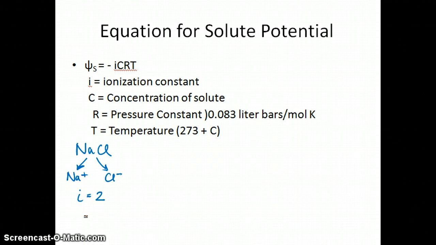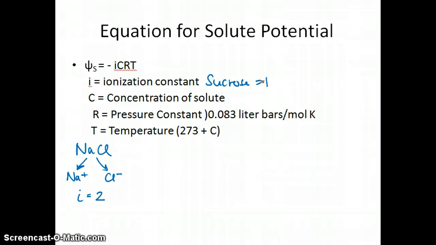We have been using sucrose in our lab. You need to be asking yourself at this moment, does sucrose form ions? And your immediate answer, because you are so good at chemistry, should be no. It is a molecule, it's not an ionic compound. And so therefore, for sucrose, the I is 1. So it does not form ions, and so its I, or ionization constant, is 1.